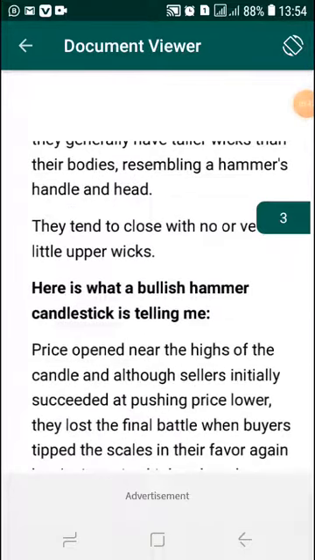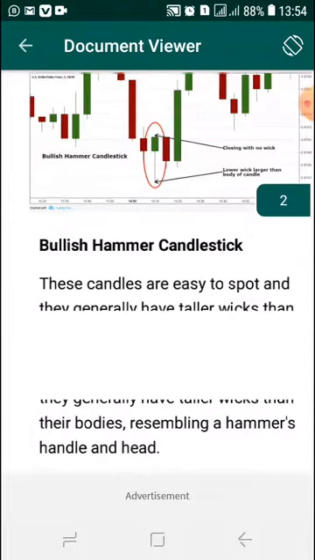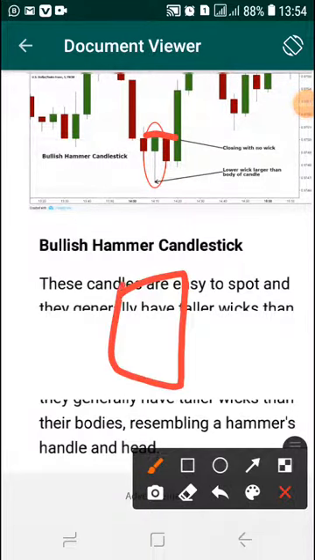So let's go to this one. They tend to close with no or very little upper wick. As you can see, there's no wick on this one. For example, they would be like this. So in most cases, they don't close like this with the upper wick.